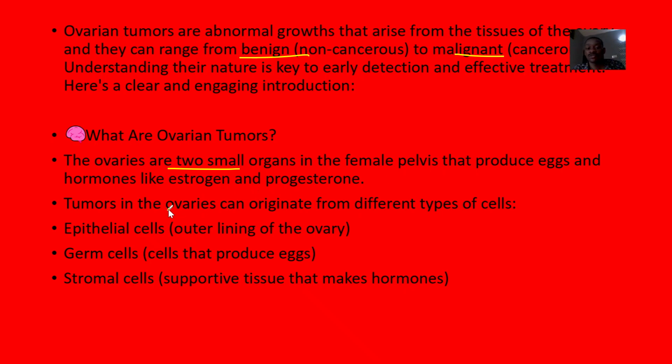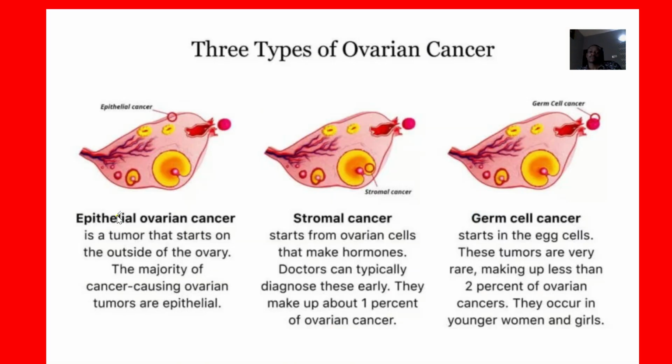So if there's tumors in the ovaries, it can originate from what? Any part of the ovary. It could be the outer lining, it could be from the cells that produce eggs, it could be from the stromal cells. Okay, so you see all of this, right?